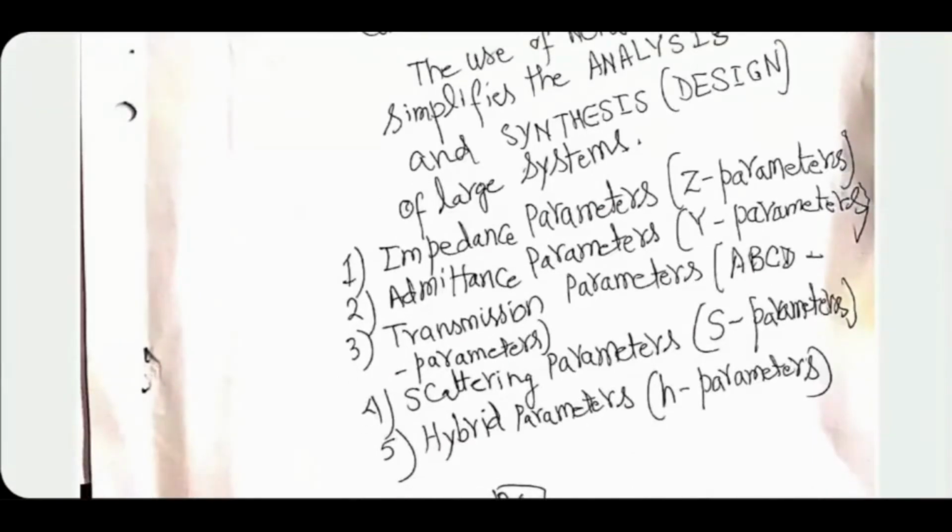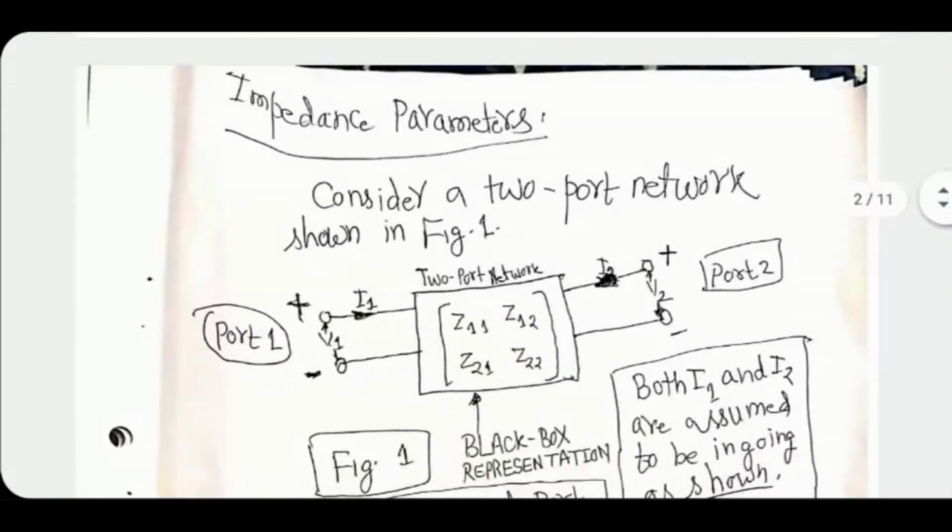The parameters that we will be looking at are at least four. The fifth one I'm going to ignore. Impedance parameters, which are known as Z parameters. Admittance parameters, which are also known as Y parameters. Transmission parameters, which are also known as ABCD parameters, and scattering parameters, which are also known as S parameters. Hybrid parameters are also there, which are normally reserved for semiconductor devices, so I will not go into them too much.